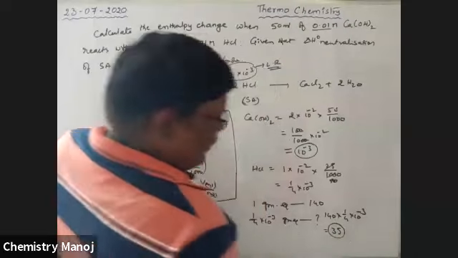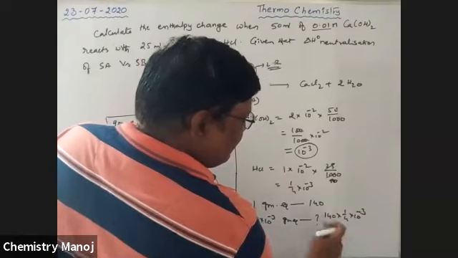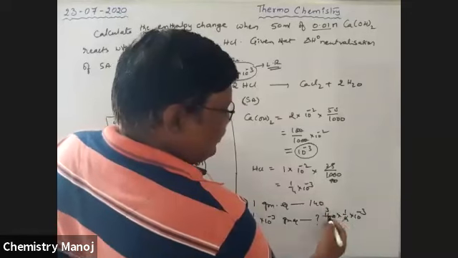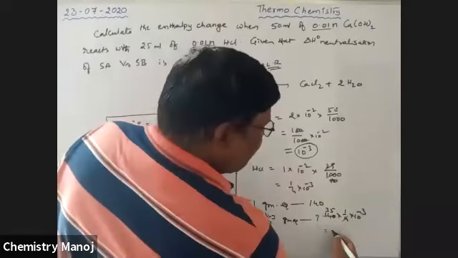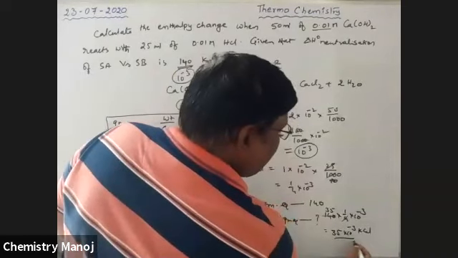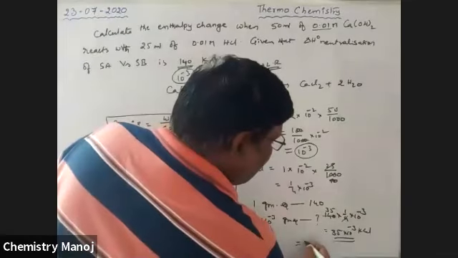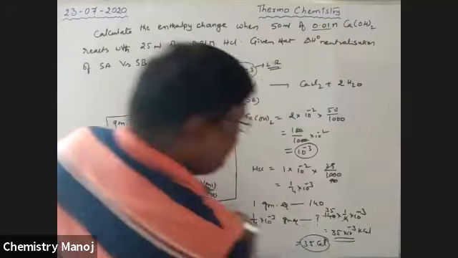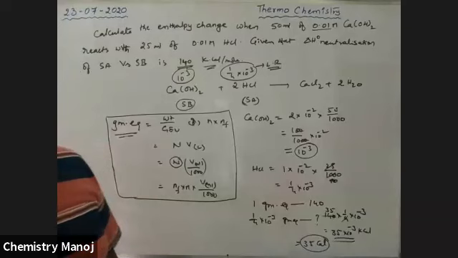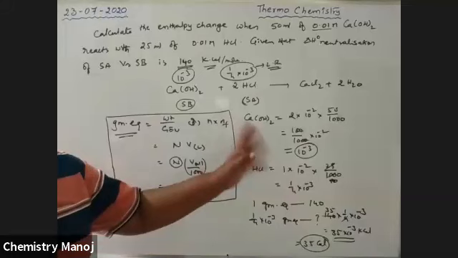That is 35 into 10 power minus 3 kilocalories, which is equal to 35 calories. Units are also important. So is this clear? Did you catch the concept?